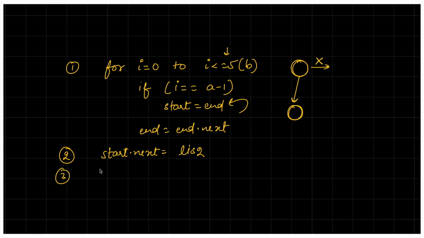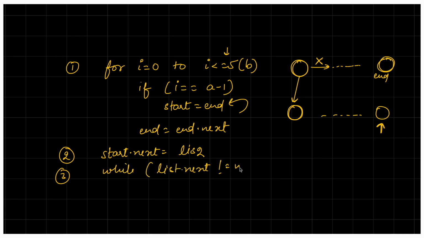Now as a third step, we are making sure that you reach the end pointer of this list2. You need to make sure that you reach over here, because end is already pointing over here, right? So these are the nodes in between, and then end is over here. So you need to make sure that you reach from here till here in the list2. So you will simply say, while list2.next is not equal to null, you make list2 equal to list2.next. This is what you need to do. This is list2, right?